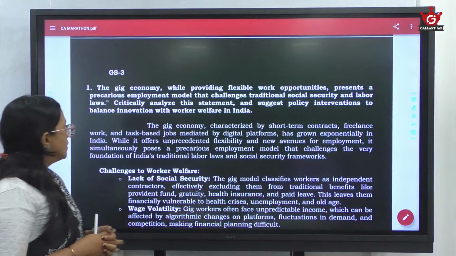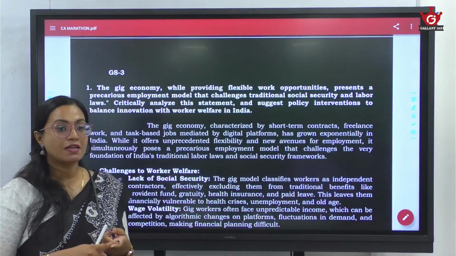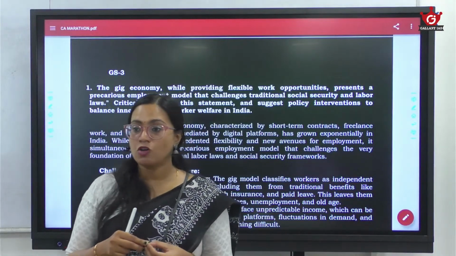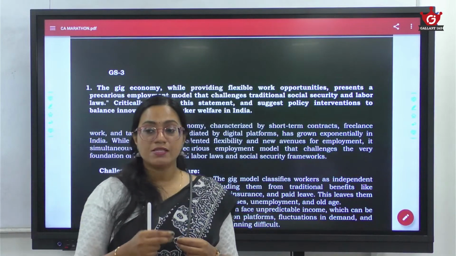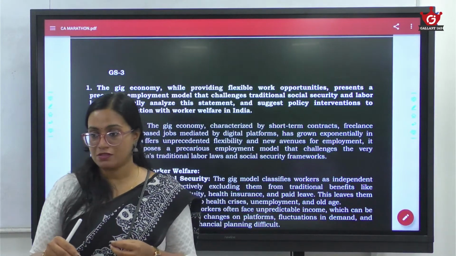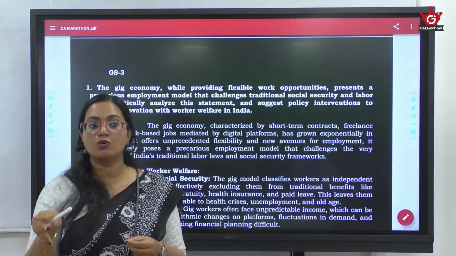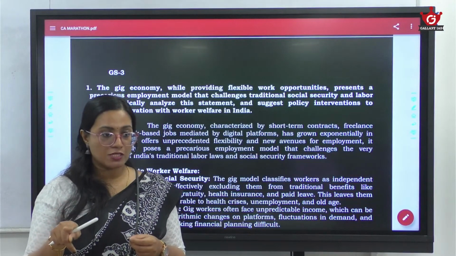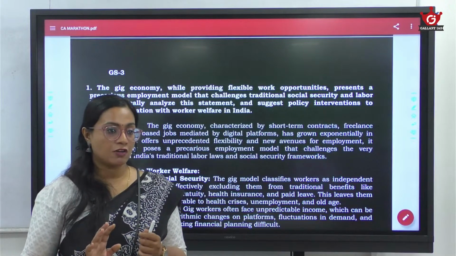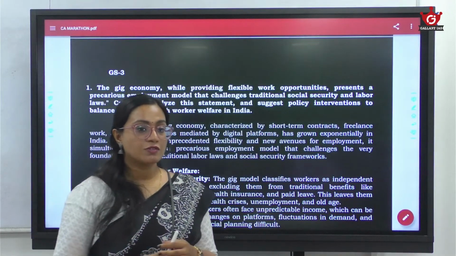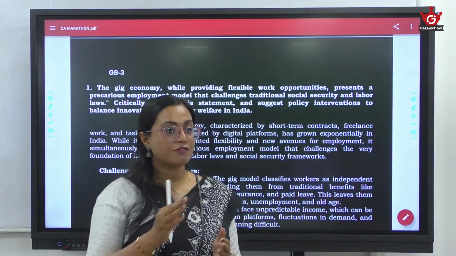The problem with the GS2 and GS3 papers is that some topics are very common to both GS2 and GS3. So the way you answer GS2 and GS3 papers should be different. In GS3, if the question is related to environment, it should focus more on the environmental part. If the question is for the economics part, it should focus more on the economics point of view. That balance should always be there. Never write the same answers for the same questions in different papers.